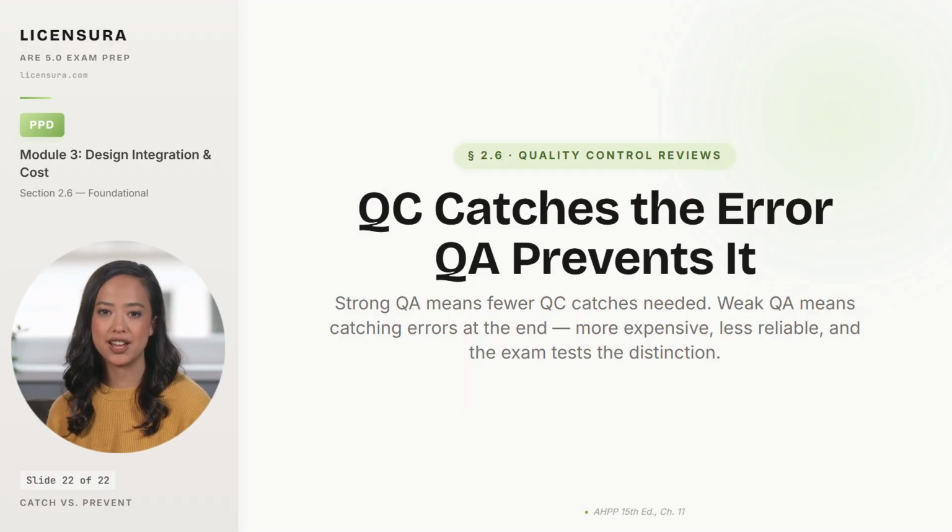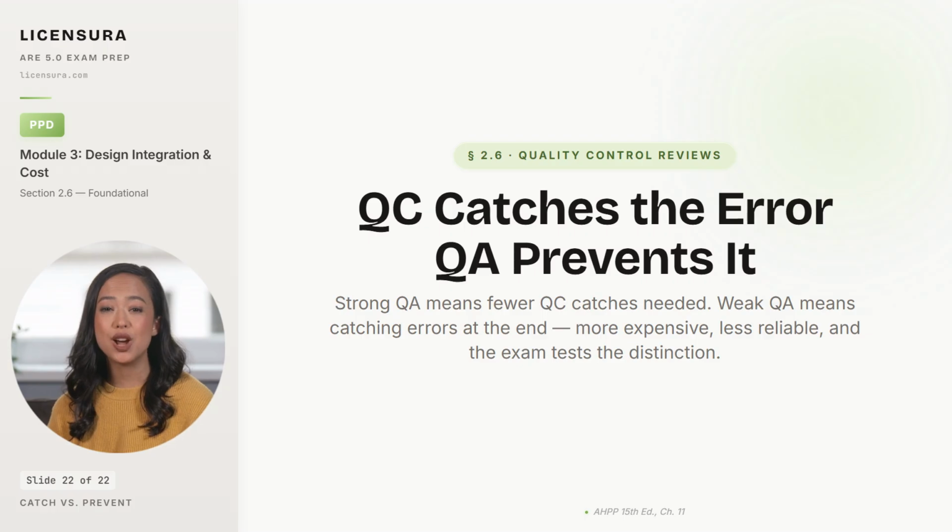Here is the quality control reality the exam tests, and the reality that decides whether you make or lose money for your firm on real projects. QC catches errors in the deliverable, and QA prevents errors from occurring in the first place. They are not interchangeable terms.